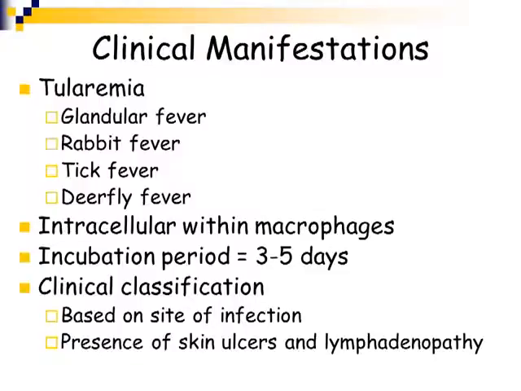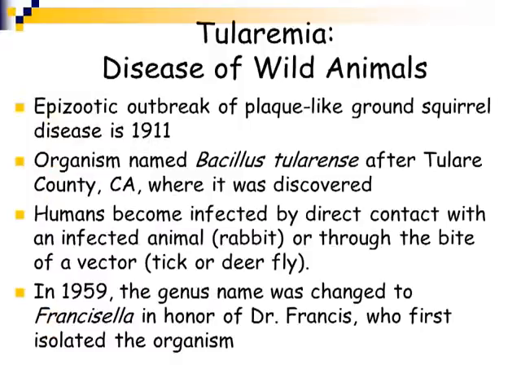Tularemia is also known as glandular fever, rabbit fever, tick fever, and deer fly fever. Francisella tularensis is an intracellular organism. It can reside within macrophages, just like we talked about Brucella can. Incubation period is 3 to 5 days, and the classification is based on its site of infection, and also whether there are skin ulcers present and swollen lymph nodes present.